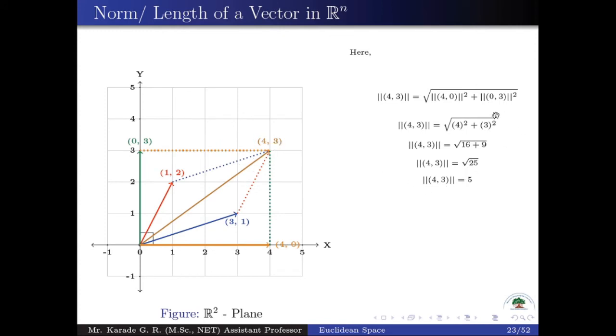The main point we observe here is this step: the norm or length of vector (4, 3) is equal to the square root of the addition of squares of its components. That is the way of finding the norm of a vector in R2, and we generalize this in Rn. So see the next slide.